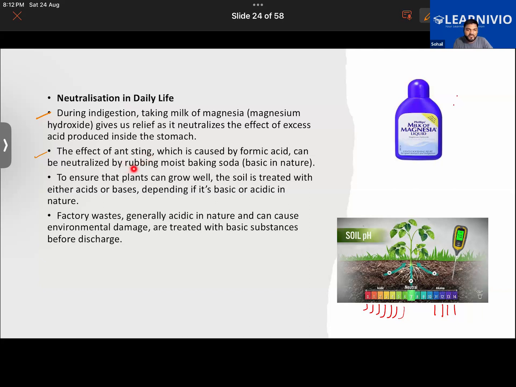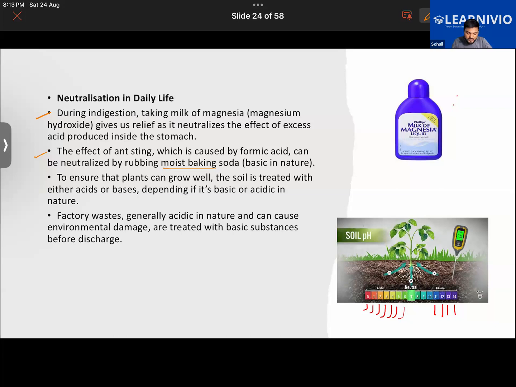It can be neutralized by rubbing moist baking soda. You take some baking soda, rub it on the skin, and you will get relief from it. Why do I have to take moist baking soda? Because a base shows its effect only when it is dissolved in water. Otherwise, usually it will not work, right?